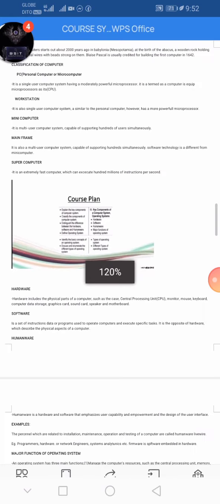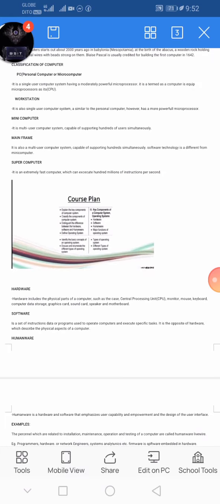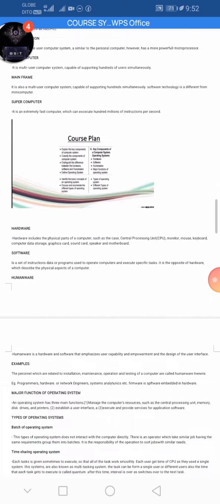Course plan. Key components of computer system. Computer system: operating system, hardware, software, humanware. Major functions of computer system. Types of operating system. Different types of operating system.